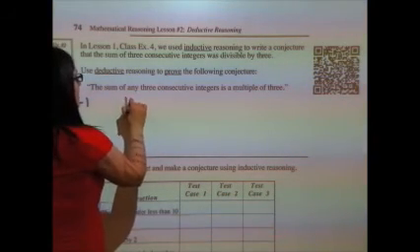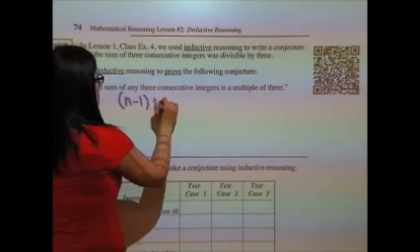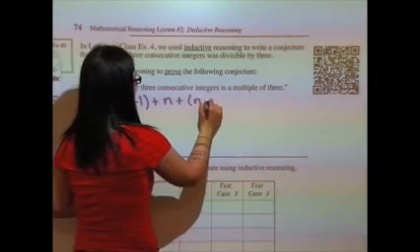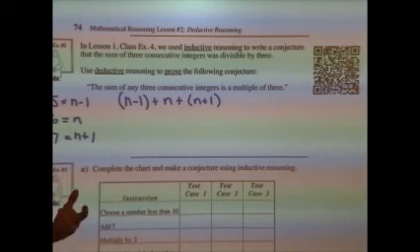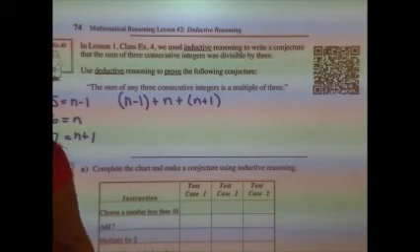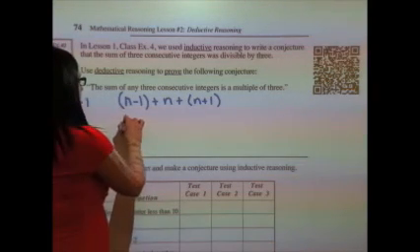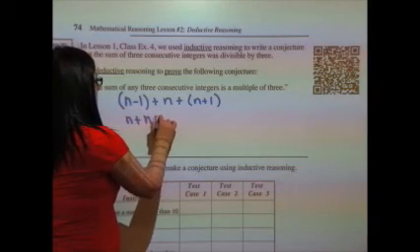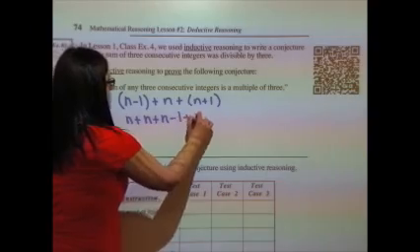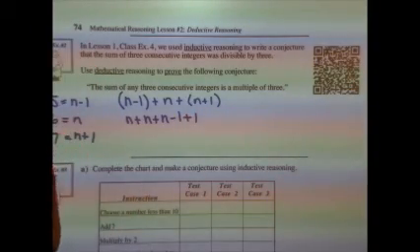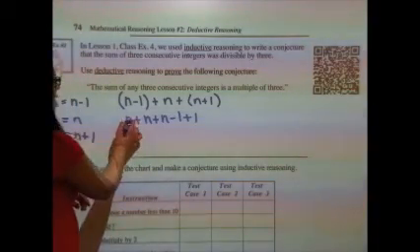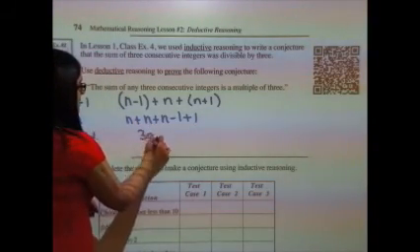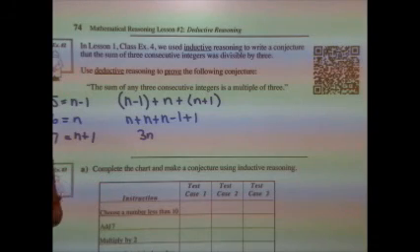If I was to add them together, this is the statement that I would get. So if I collect my like terms, all I've done is bunch my like terms together. I put all the n's together and then all the constants together. I have 3 n's, and my negative 1 and my positive 1 cancel each other out.